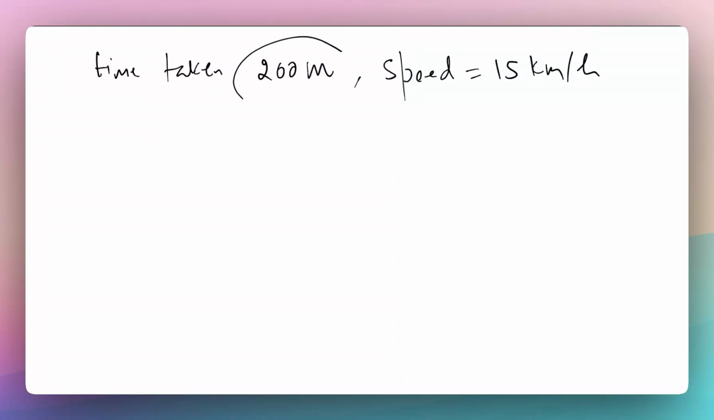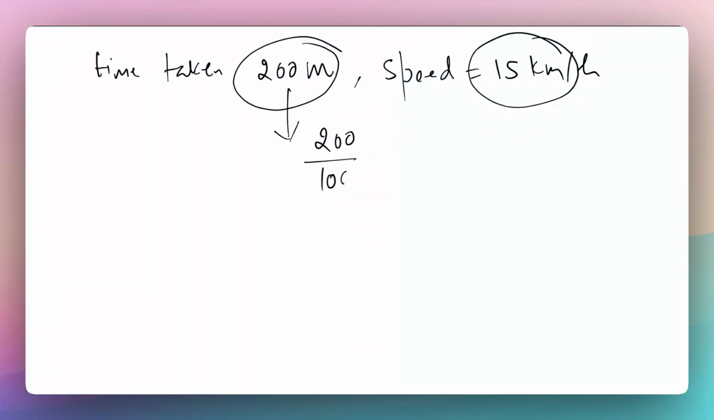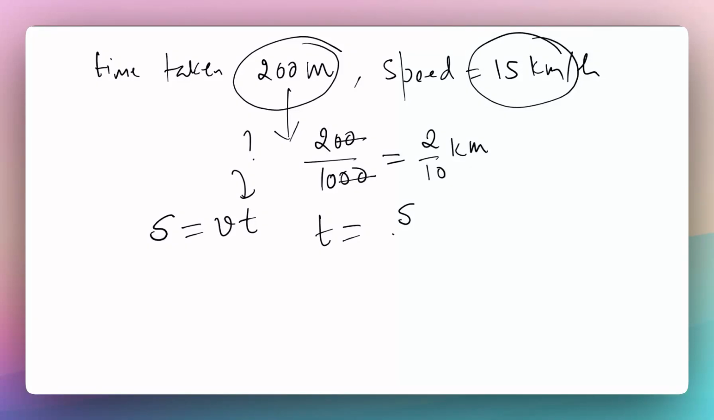As you can see here, the distance is given in meters, our speed is in kilometers. So we have to convert that into the same unit. We can do it either way, but this one we will convert into kilometers. This is going to be 200 divided by 1000. So the zeros will cancel, and this is going to be 2 by 10 kilometers. And now we are going to use our formula, S is equal to Vt. We have to find this guy. So T is going to be S by V.